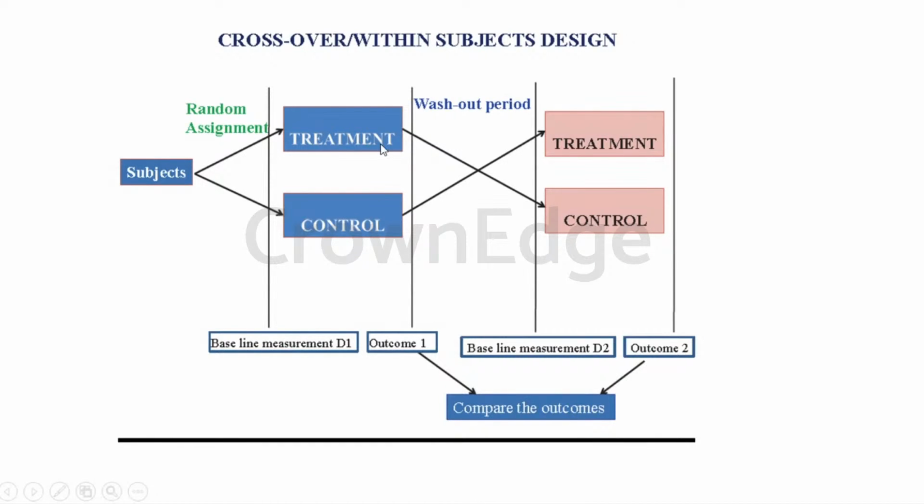Those that were in the treatment group will now go into the control group, and those that were in the control group will go into the treatment group. This action is called crossing over of the subjects. And then before you cross over, you again take baseline measurement and then outcome 2. So what is this washout period?